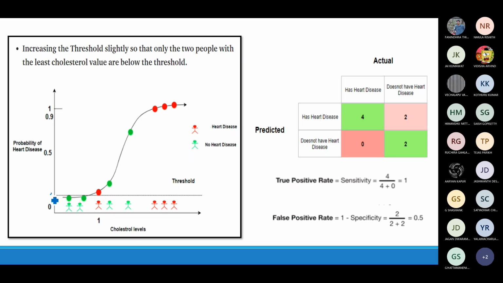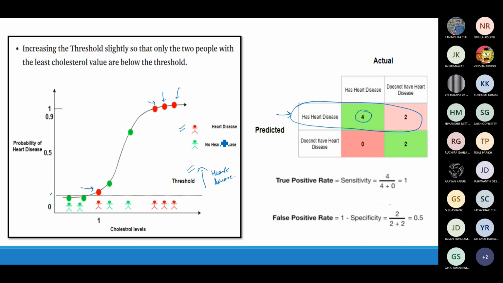Now I increase my threshold to this, and I say everything that is above this threshold has heart disease according to the model prediction. So again, if you see this particular column here has heart disease, the people who have heart disease and the model also predicted that they have heart disease are these 4. These 4 are the ones that actually have heart disease, and the model also predicted that they have heart disease. So we have 4 value here.